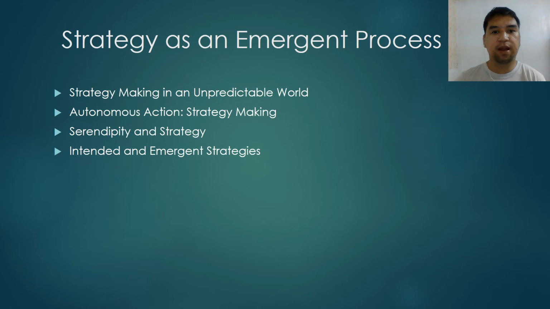Serendipity and strategy. This suggests that many successful strategies are not the result of well thought-out plans, but of stumbling across good outcomes unexpectedly. Intended and emergent strategies: a company's realized strategy is the product of whatever planned strategies are actually put into action and any unplanned or emergent strategies. Emergent strategies are the unplanned responses to unforeseen circumstances. They arise from autonomous action by individual managers deep within the organization.